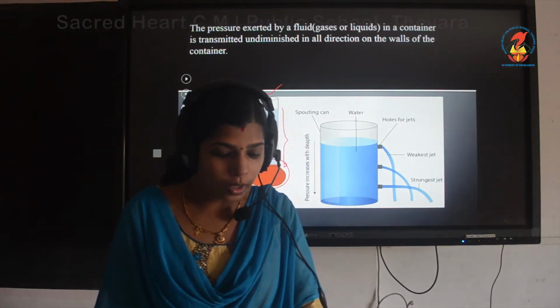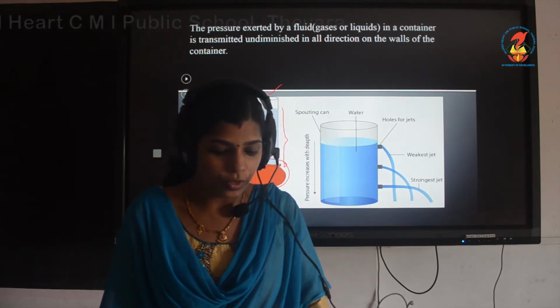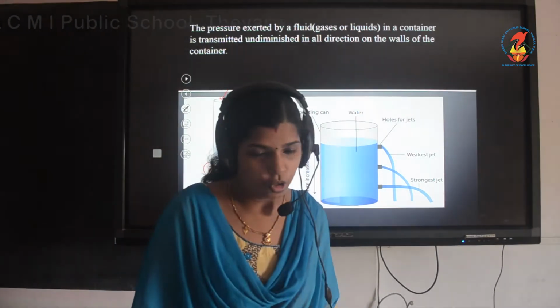Pour some more water in this bottle. Is there any change in the bulge of the rubber sheet?